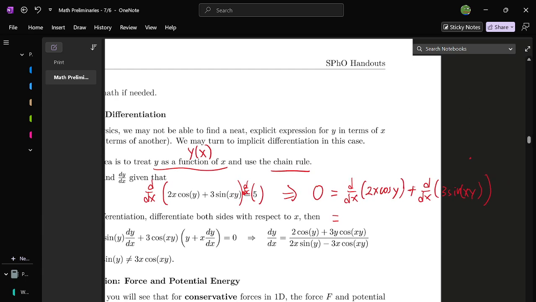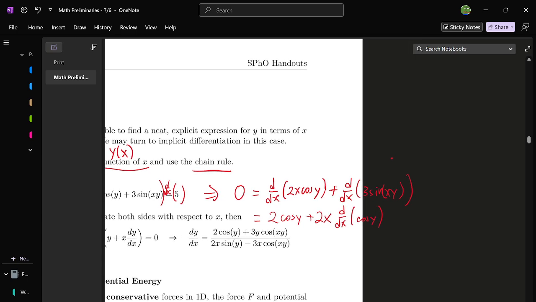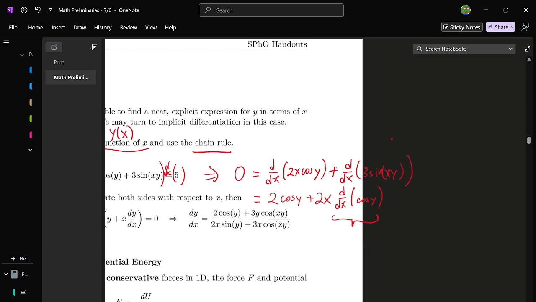Now this would be using a product rule. 2, differentiate x, keep cosine y, it will be 2 cosine y plus 2, differentiate cosine y, keep x. Okay, so we keep x, but how do you differentiate cosine y with respect to x? Now remember that y is a function of x, so you can invoke the chain rule in this case. This will simply give you minus sine y times dy dx.